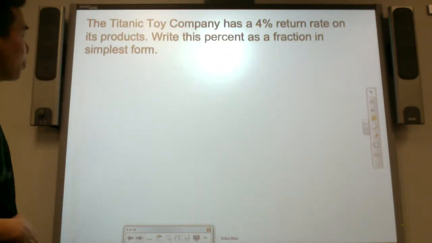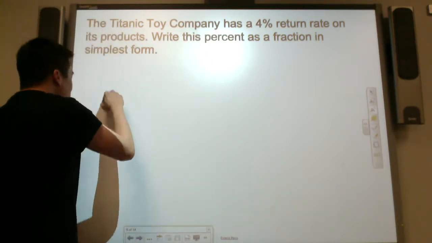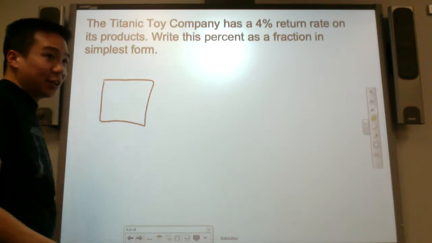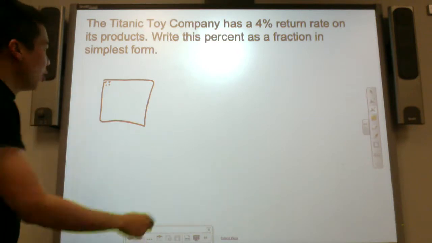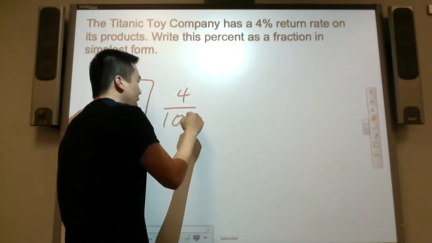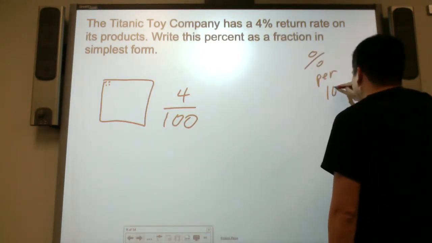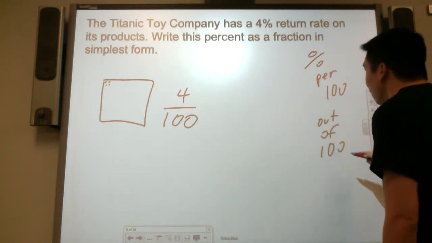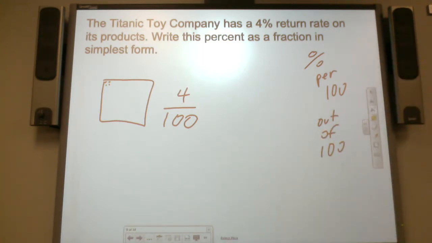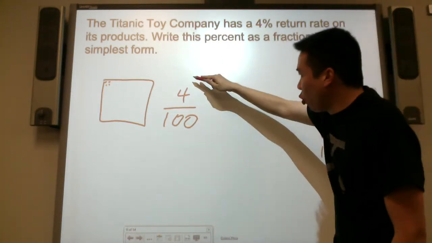The Titanic Toy Company has a 4% return rate on its product. Write this percent as a fraction. If you think of a 10 by 10 grid, you would have to shade in 4 of those. So you would shade in 4 per 100. So again, what does percent mean? Per 100 or out of 100. That's how I memorize it. Percent means per 100 or out of 100. So we have 4 per 100 or 4 out of 100.